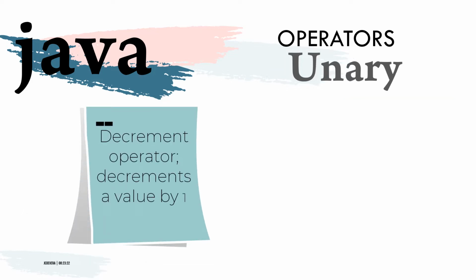Okay, the next one is the decrement operator. It is represented by a double minus sign. So it decrements the value by 1. Decrement in wikang Pilipino is binabawasan. So whatever the value of a variable, babawasan niya ng isa.